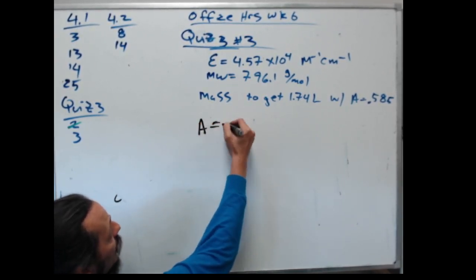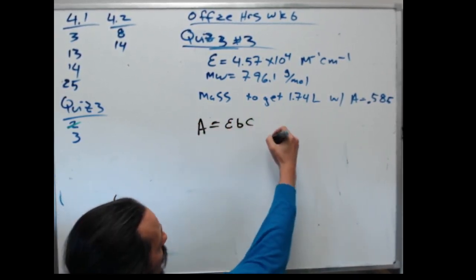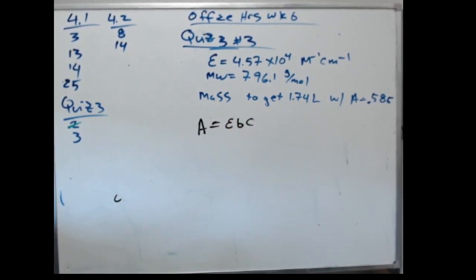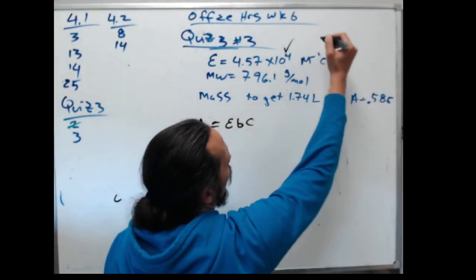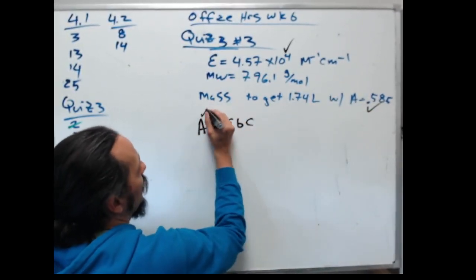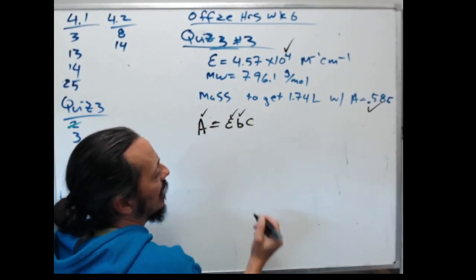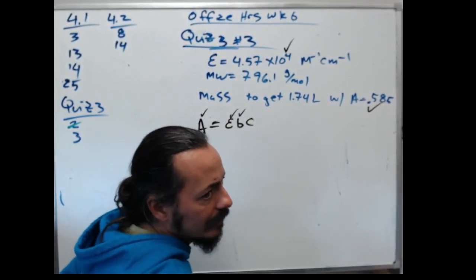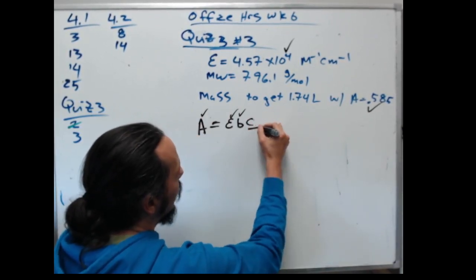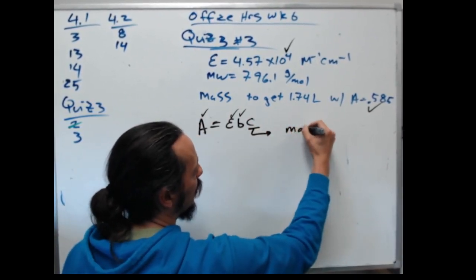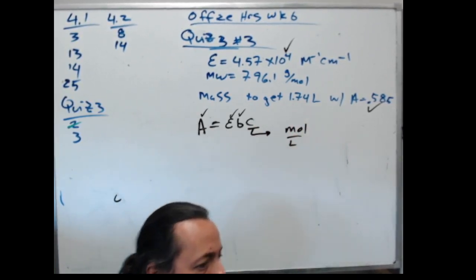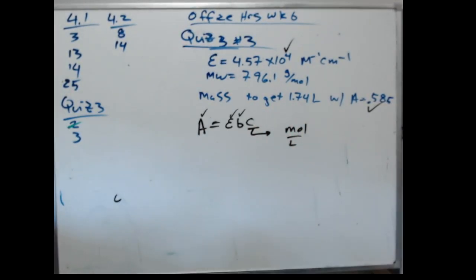A equals epsilon BC, where my concentration is going to be in moles per liter. Now when I look at epsilon BC, I've got A, I've got epsilon, and I've got B, because it's always 1 unless we're told otherwise. So in this situation, I could solve for concentration, which is going to be in moles per liter. Great, right? Then I say, what good is that going to do me? Right now, I'm not even thinking about what answer I want to get. I'm just thinking about what I'm capable of doing in the problem.